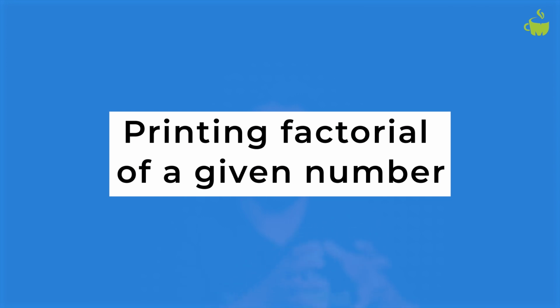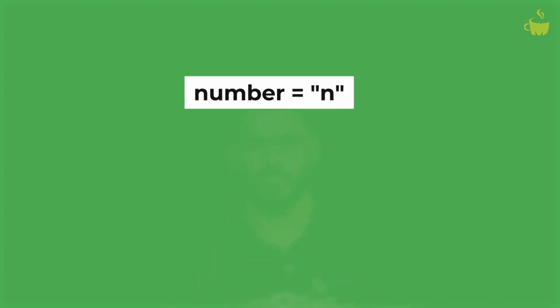In this video, we'll try to solve another coding interview question, that is printing factorial value of a given number. How do you calculate the factorial value of a given number? It is using a simple formula. Suppose you consider the number as n, so we need to multiply n into n minus 1 into n minus 2 into, till it reaches 1. So every time we need to decrement it by 1 till it reaches 1.